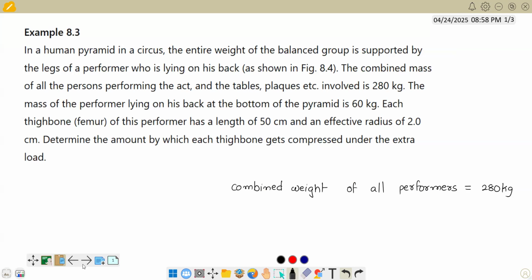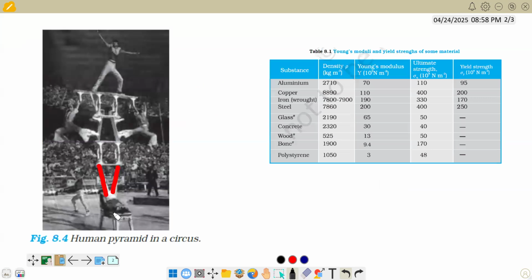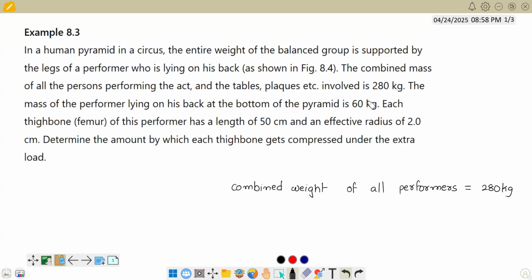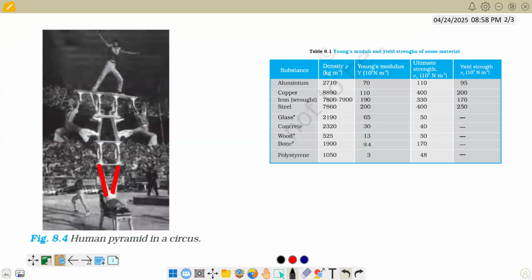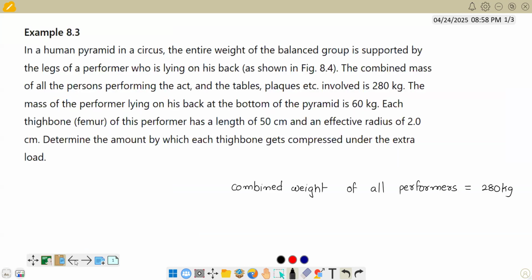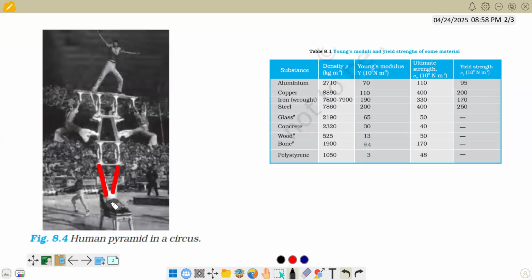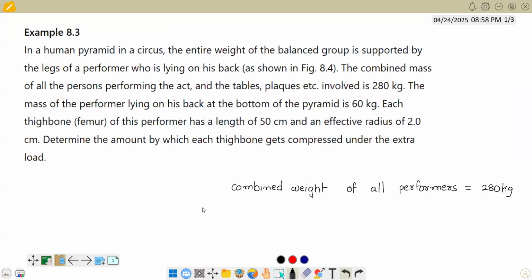See, when you say all performers, it includes the person balancing the entire group also. That means it includes the weight of the performer that is lying on his back. Like in the figure, I can clearly see there are 1, 2, 3, 4 performers. So all the 4 people's weight together is 280 kg. In that, the person that is lying on his back is 60 kg.